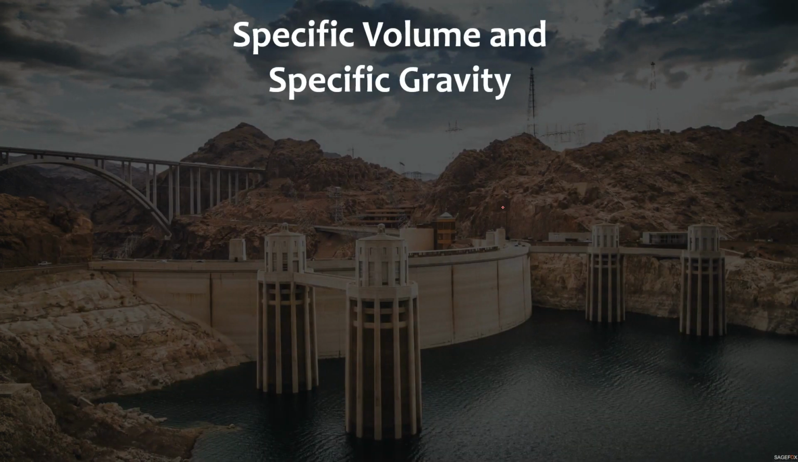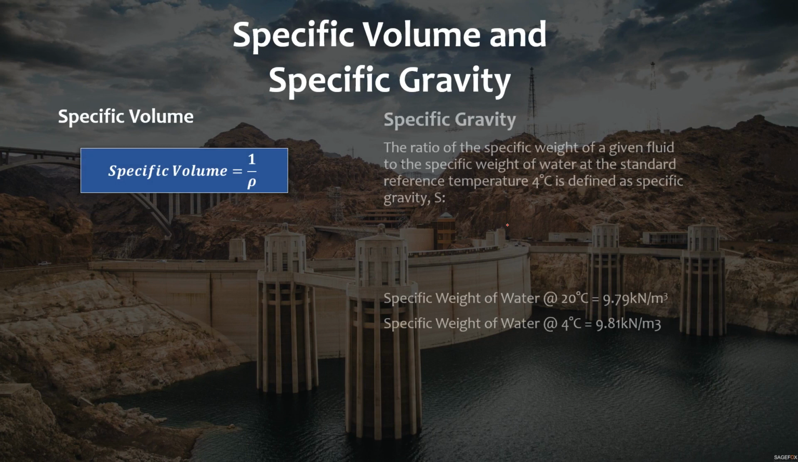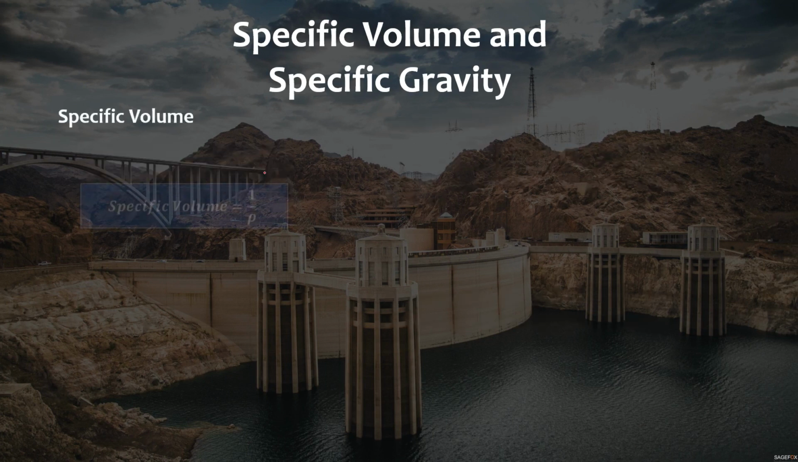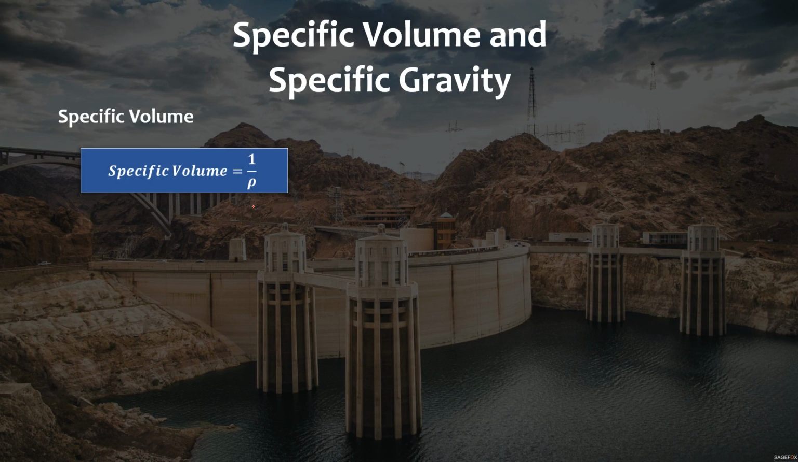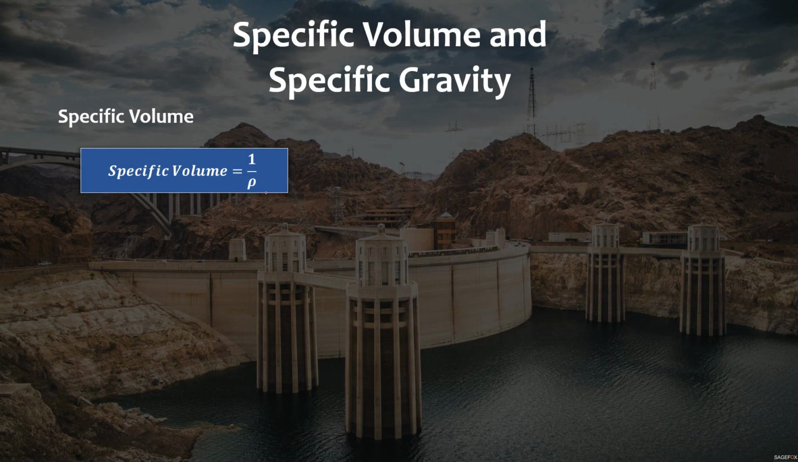Specific volume and specific gravity. Specific volume is just yung 1 over rho. Okay, parang reciprocal nung inyong mass density. So 1 over rho, yung specific volume. So syempre yung unit niyan mababaliktad. Kung kilogram per cubic meters yung unit mo for the mass density, pag hinanap yung specific volume, that's cubic meters per kilogram.